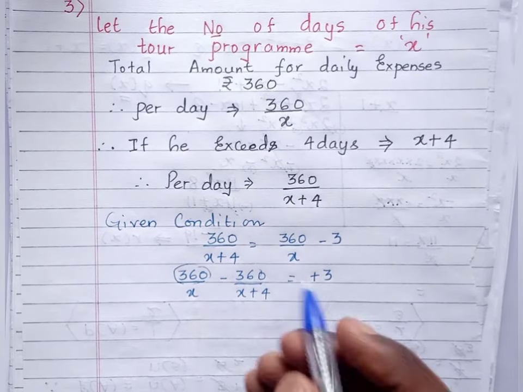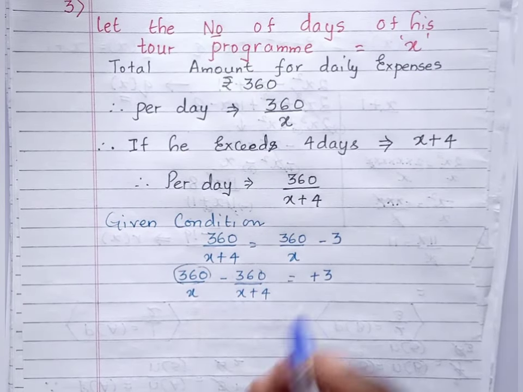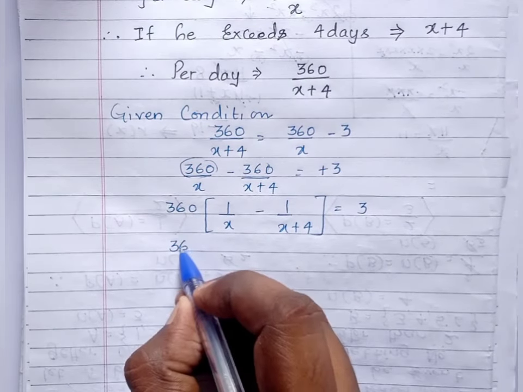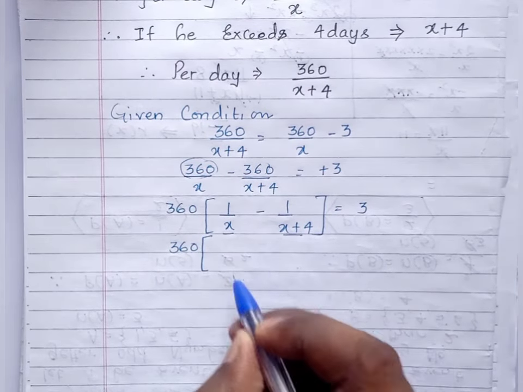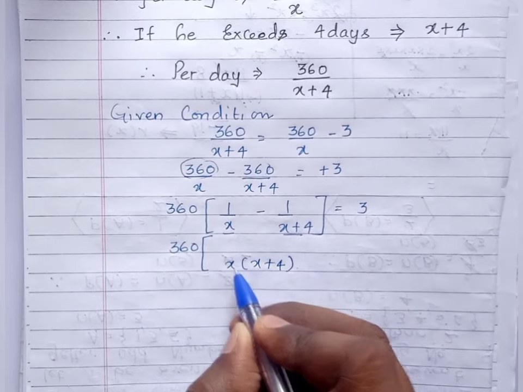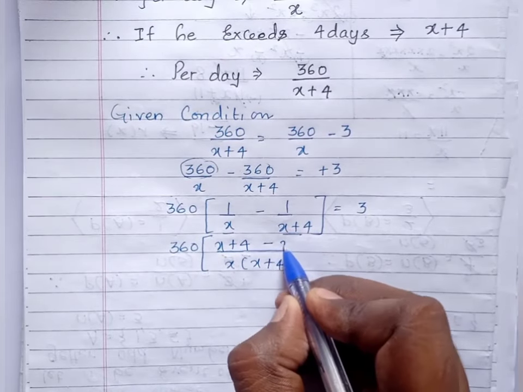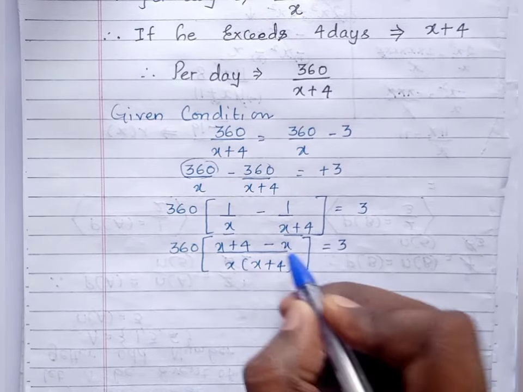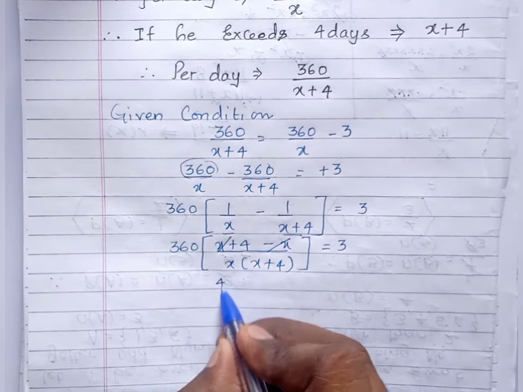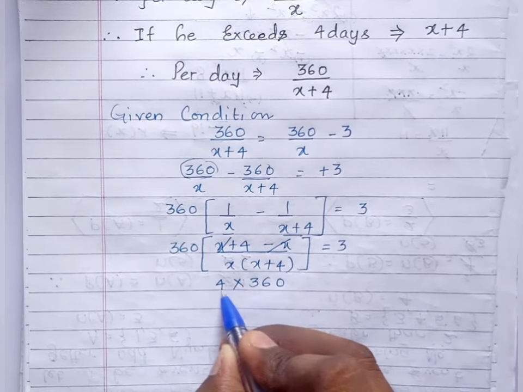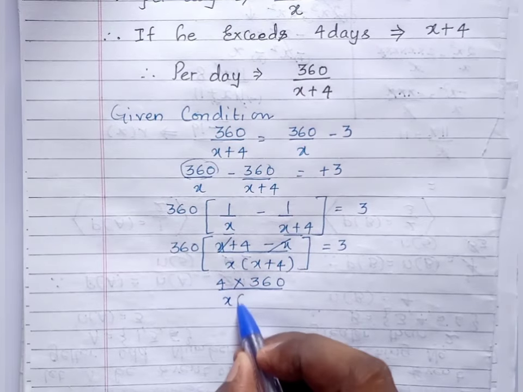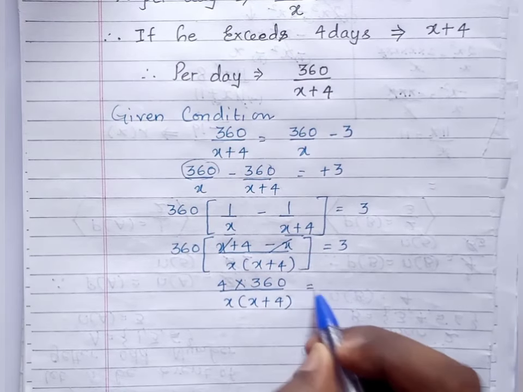Now 360 is a common factor. I'll take 360 out. What you get? 1 divided by x minus 1 divided by x plus 4 equals 3. Now taking LCM of x and x plus 4, LCM is x into x plus 4. Now the first term, 1 by x into x plus 4, x will get cancelled. The remaining term is x plus 4. In the same way, the remaining term is minus x equals 3, plus 6 minus 6 will get cancelled. What do you get? 4 into 360 divided by x into x plus 4 equals 3.